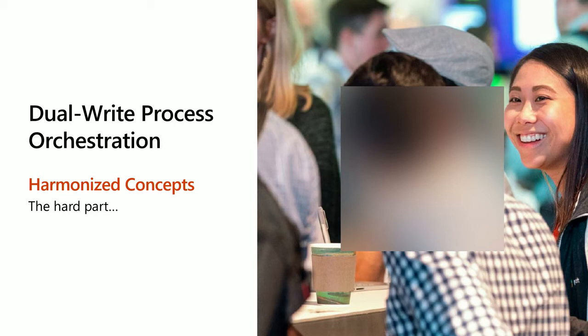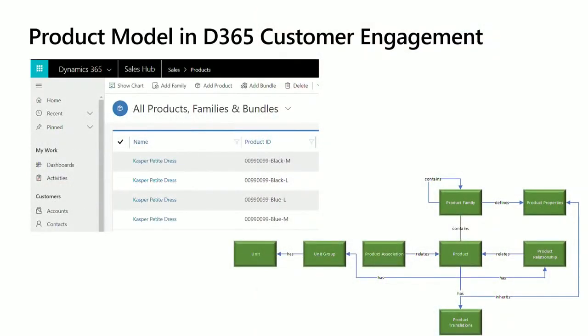we have two different concepts in both the systems. So how we harmonize the concepts is the hardest part, right? We are addressing that as well. So here is an example of how we are harmonizing the concept.